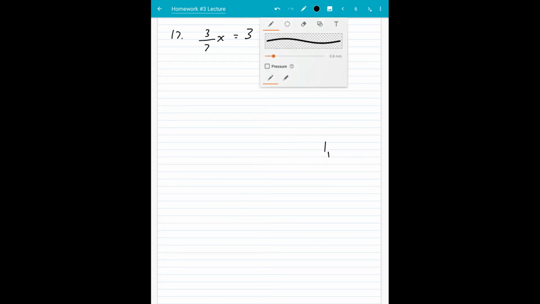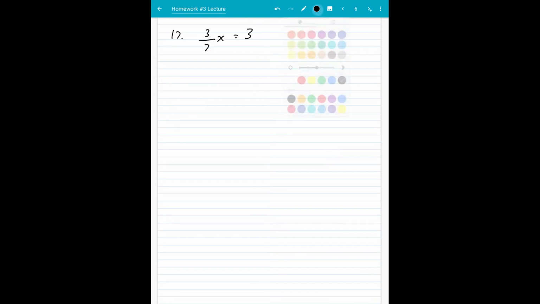But let's look at number 17. Number 17 says 3 over 7x is equal to 3. This problem is a little different. It has a fraction in the front. What we normally do to solve for fractions is, instead of dividing by 3 over 7 on both sides, that looks crazy, right? Looks kind of daunting. What we do instead is we multiply by the reciprocal, because if I multiply by the reciprocal, it's going to make 1.